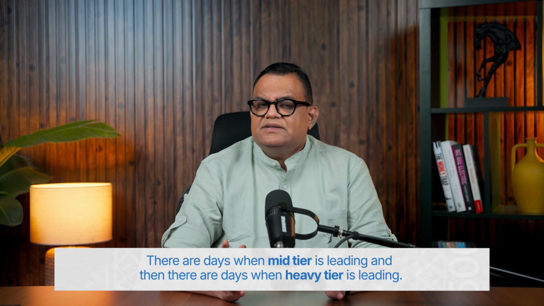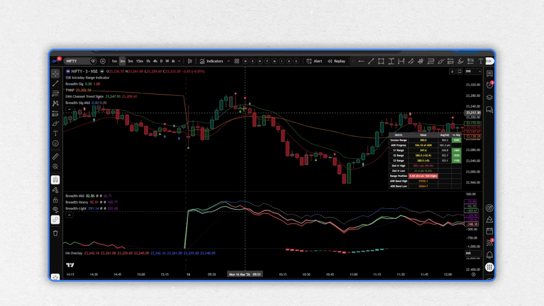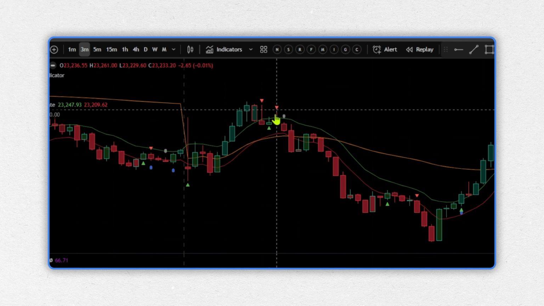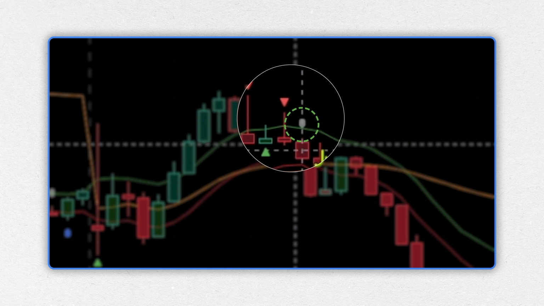So this is an example of mid tier leading the heavy. And then there are days when the heavy tier is leading. This is a good example where the heavy leads the mid tier. So this triangle comes first and then this. The blue marks identify that the mid tier is turning positive, and the green triangle marks exactly the same when the heavy tier turns positive.